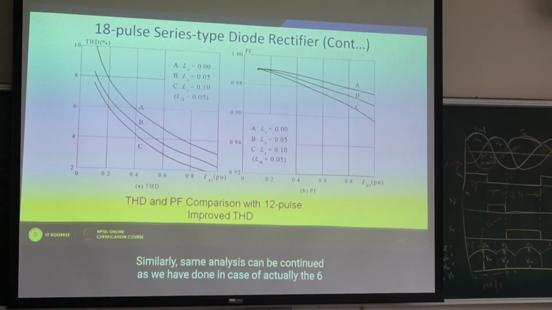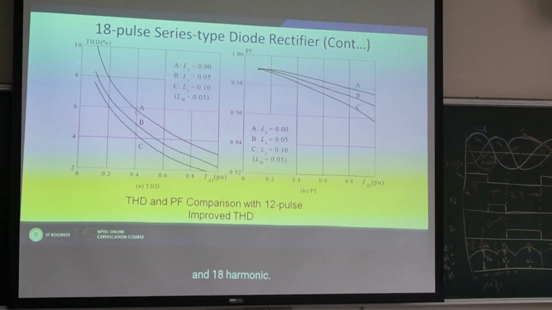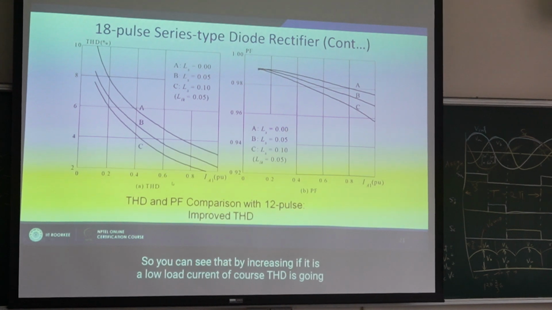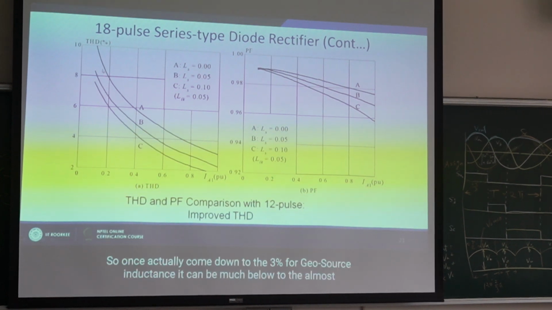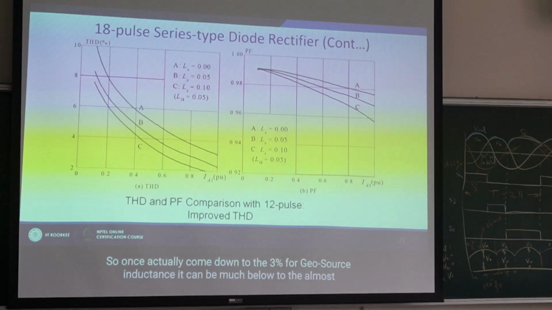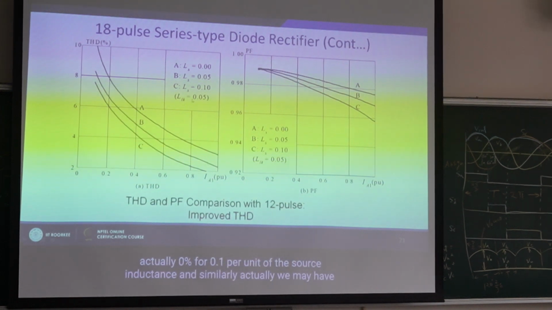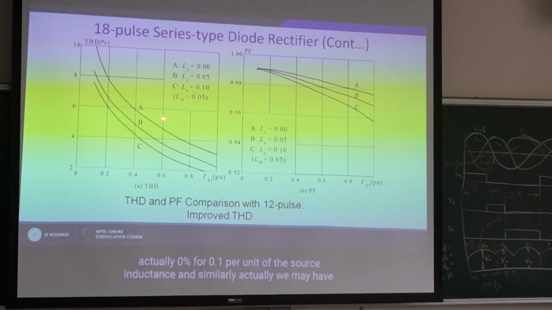Similarly, the same analysis can be continued as we have done in the case of the 6 and 18 harmonics. You can see that if it is a low load current, of course THD is going to be higher. Once the source inductance comes down to 3% or zero, THD can be much below 3%, almost 0%, but we only use the transformer, 0.1 per unit, no MOSFET, no IGBT.